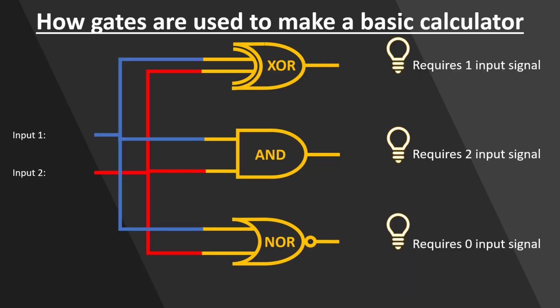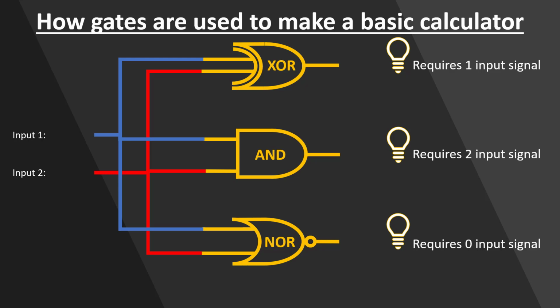Okay, so let's have a look at how a calculator will work with gates. And you'll see we've got 3 gates, an exclusive OR, an AND and a NOR. Remember, the AND needs 2 signals to go through to make a connection. The NOR will reverse any OR, and the exclusive OR needs only 1 coming from each side.